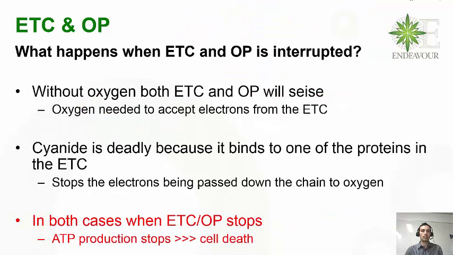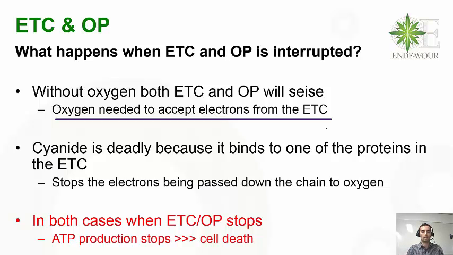So it's interesting to consider what would happen if the electron transport chain and/or oxidative phosphorylation was interrupted. Without oxygen, both the electron transport chain and oxidative phosphorylation would stop. The reason for this, as I told you on the previous slide, is that oxygen is needed to accept electrons from the electron transport chain to allow continuous cycles of the electron transport chain. So more electrons can be passed on to just keep the process going, essentially.